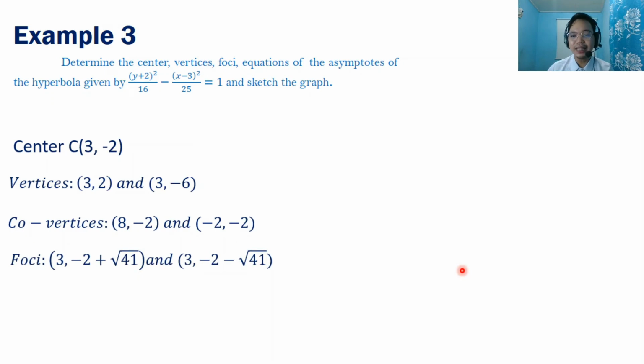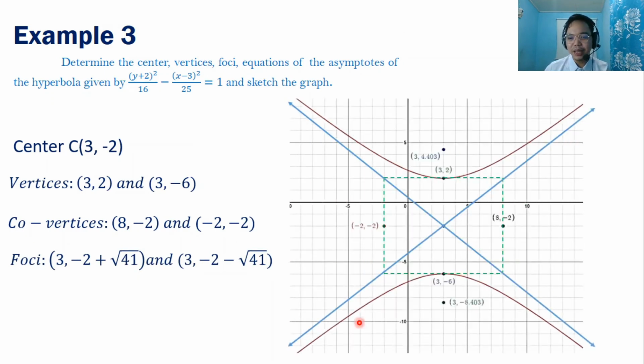So i-graph natin sila. Ito yung magiging graph niyan. Unahin natin ang center. That is, from the origin, 1, 2, 3, and negative 2. 1, 2. So this is our origin. Then followed by our vertices, that is 3, 2. So here's 3, 2, and 3, negative 6. Here is 3, negative 6. Then ang sunod nating ipa-plot ay yung co-vertices naman. That is 8, negative 2, and negative 2, negative 2.